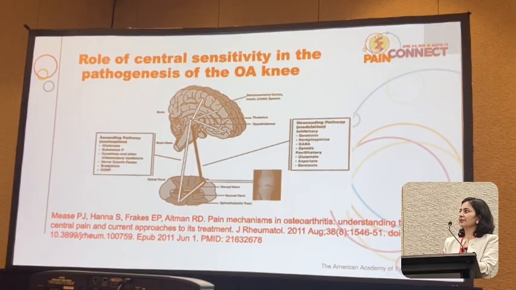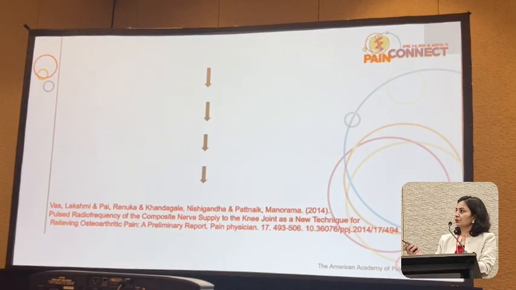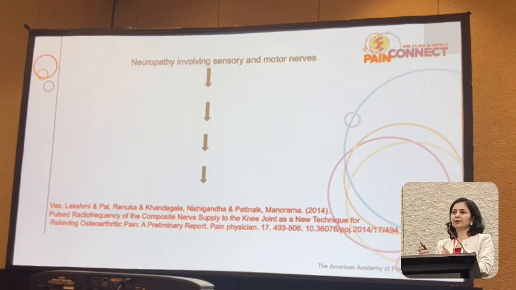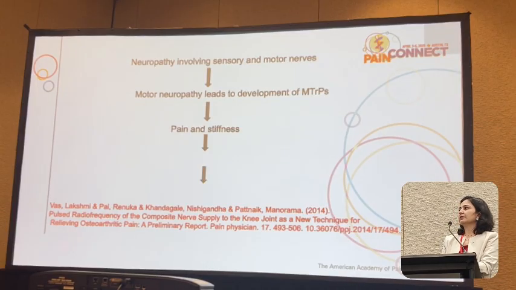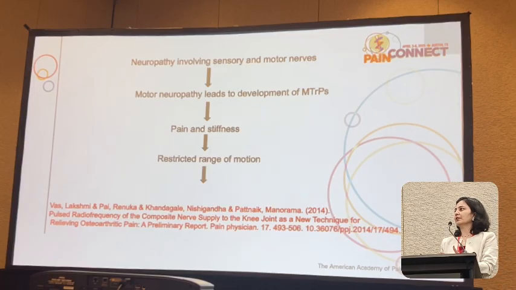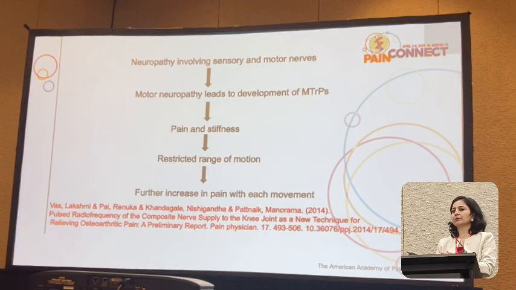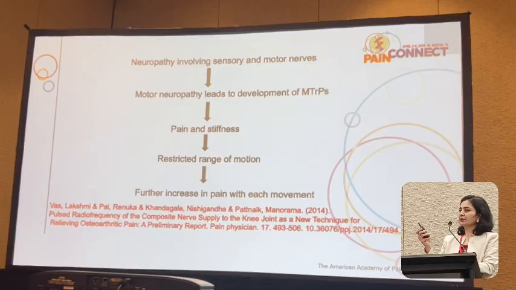There is a role of central sensitivity in the pathogenesis of osteoarthritis of the knee, which has been proposed. Because of the sensitivity, neuropathy happens, and this neuropathy does not have any predilection for sensory nerves. It equally involves sensory as well as motor nerves. Now this motor neuropathy will lead to development of myofascial trigger points, and because of these myofascial trigger points, there will be a lot of pain and stiffness. This will reduce range of motion, and whenever the patient tries to do some movement again, there will be further increase in inflammation and pain. So with our treatments, what we do is pulse radio frequency.